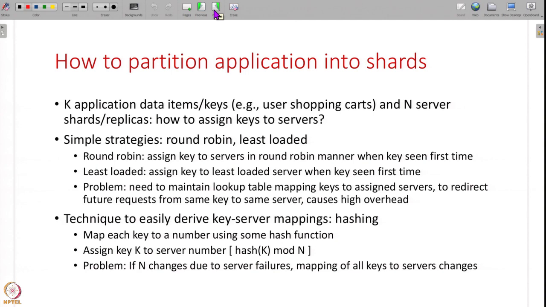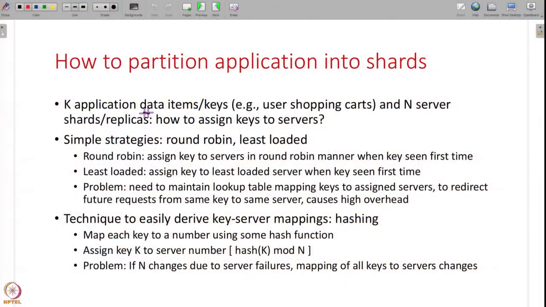So, the first question that comes up: how do you partition an application into multiple shards? We have seen some of this before when we were studying load balancing and horizontal scaling. Suppose you have an application that has some number of data items or keys. We will use the term keys here. This is nothing but, say, user shopping carts, which you store as keys and values. There are some keys, which are say user shopping cart IDs, and you want to distribute these keys among the n server shards or replicas. How do you do this?